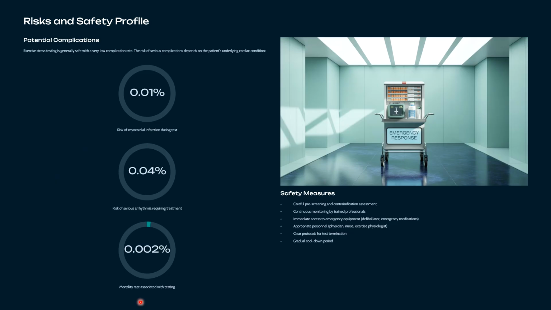So what are the risk and the safety profile? Risk of myocardial infarction is 0.01%. Then risk for serious arrhythmia 0.04%, etc. So these are the safety measures which should be taken during the TMT.